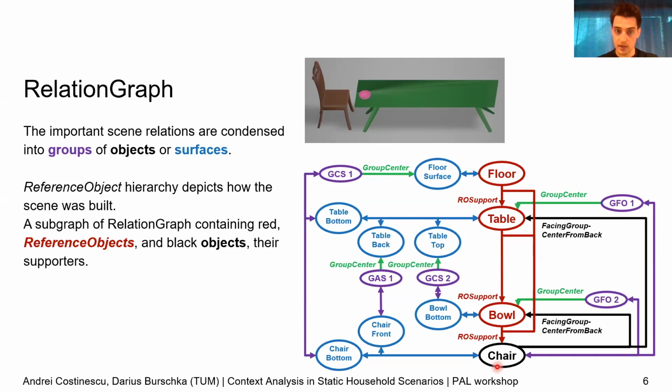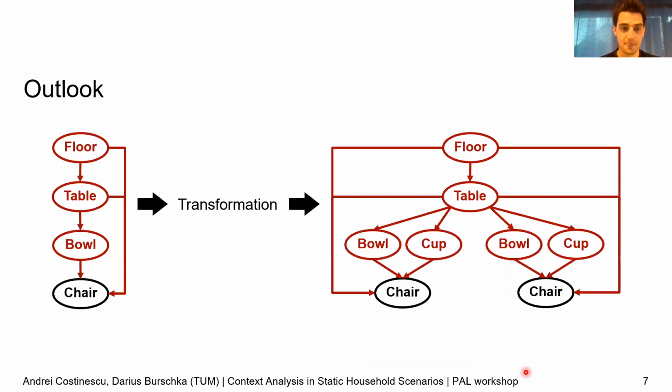The reference object hierarchy contains the red and black nodes in the relation graph, and this is the basis for scene classification and transformation. The reference object hierarchy of the learned context is used to add, remove, and change objects in the original scene to transform it into a desired version, for example, to clean up a very messy scene. In this example, we must add 2 cups, a bowl, and a chair to transform the first hierarchy into the second. The object surfaces and the groups contained in the relation graph have the necessary semantic information about how and where to place these new objects.